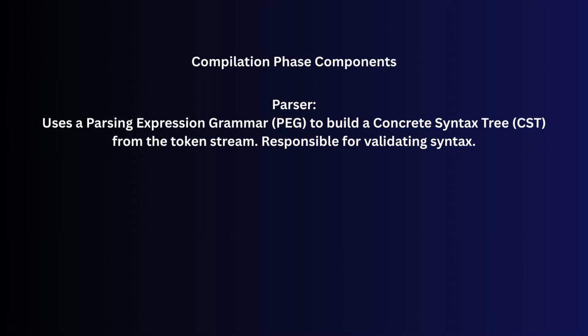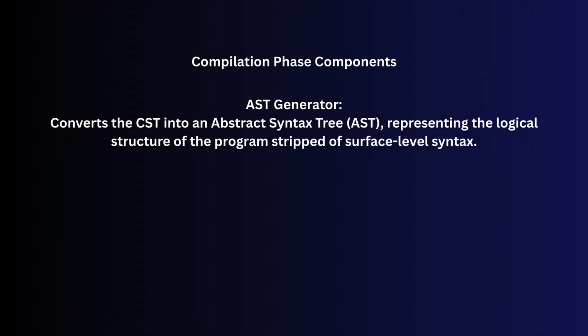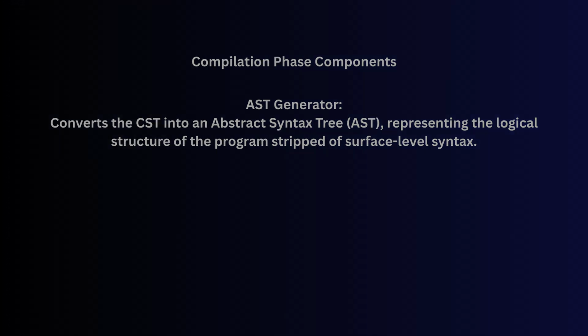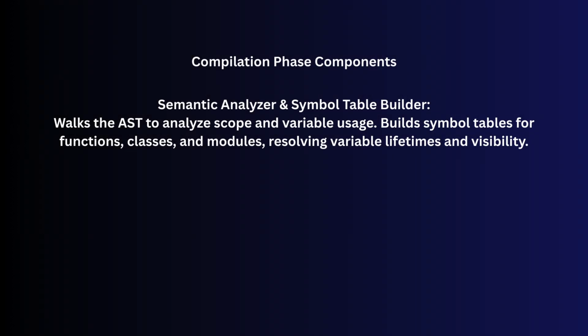The parser uses a parsing expression grammar to build a concrete syntax tree from the token stream. It's responsible for validating syntax. The AST generator converts the concrete syntax tree into an abstract syntax tree, representing the logical structure of the program stripped of surface-level syntax. The semantic analyzer and symbol table builder walks the abstract syntax tree to analyze scope and variable usage. It builds symbol tables for functions, classes, and modules, resolving variable lifetimes and visibility.